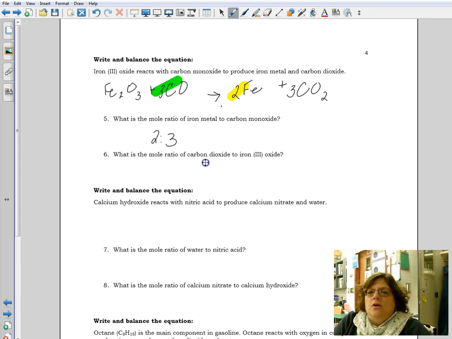What is the ratio of carbon dioxide to iron 3 oxide? Here's carbon dioxide. Here's iron 3 oxide. We have a 3 to 1 ratio.